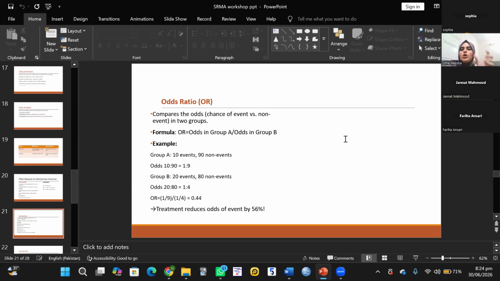Basically, it gives you the odds. It gives you a ratio between the two groups. If 10 people had a headache and 90 did not, then the odds of the event in the event and non-event groups would be 1:9, right? It gives you an answer in the form of a ratio. So it's more or less the same thing, but a little different in terms of interpretation.